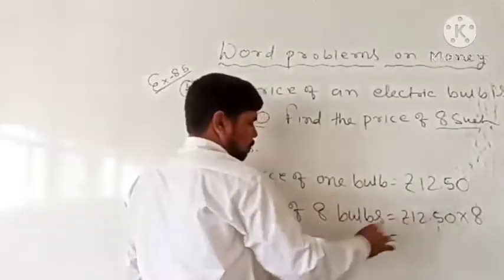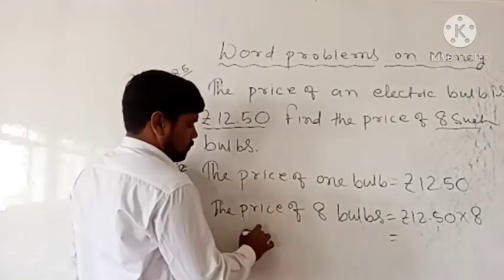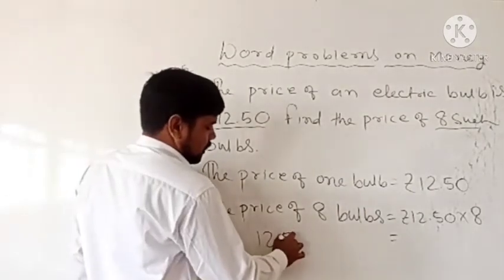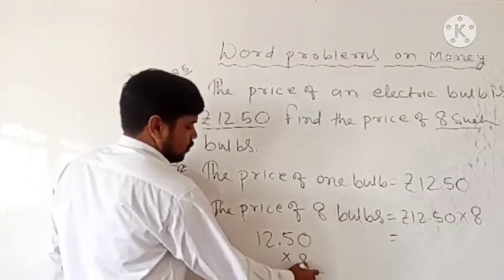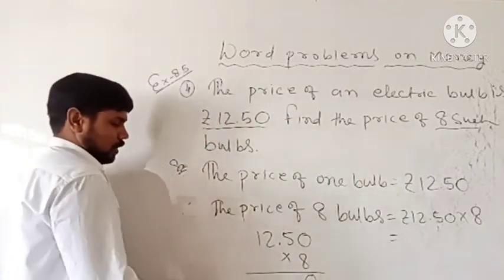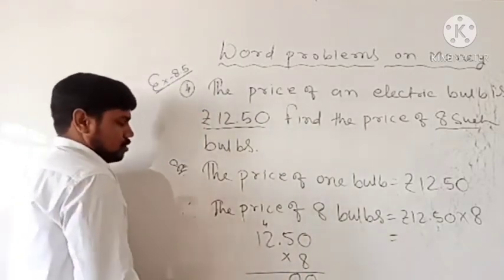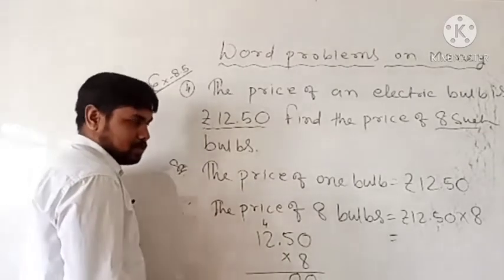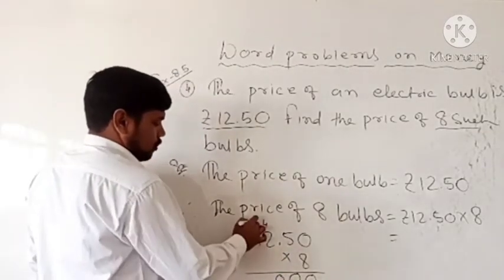So very simply we will multiply this. Let us check by multiplying how much the answer will be. So 12.50 multiplied by 8. Okay. So 0, 5 8s are 40, so 0 and 4 carry, right? So 8 2s are 16, 16 plus 4 is 20. So 0 again, 2 carry.